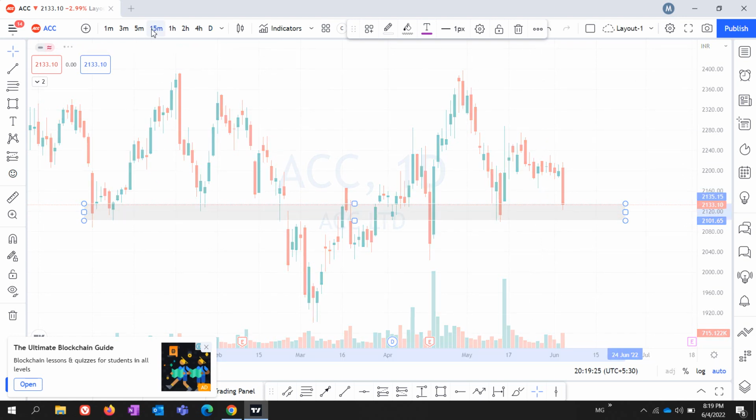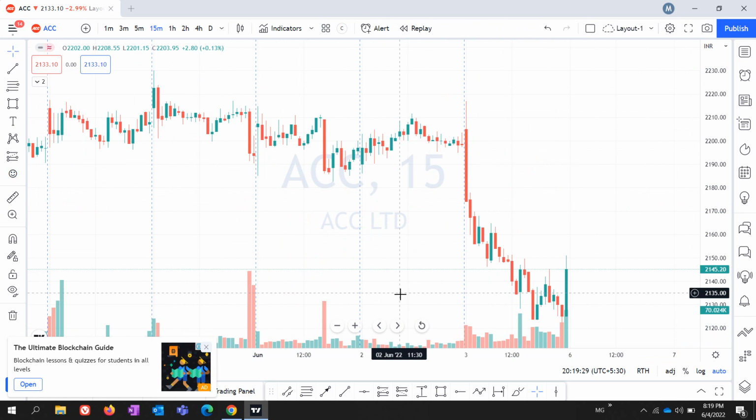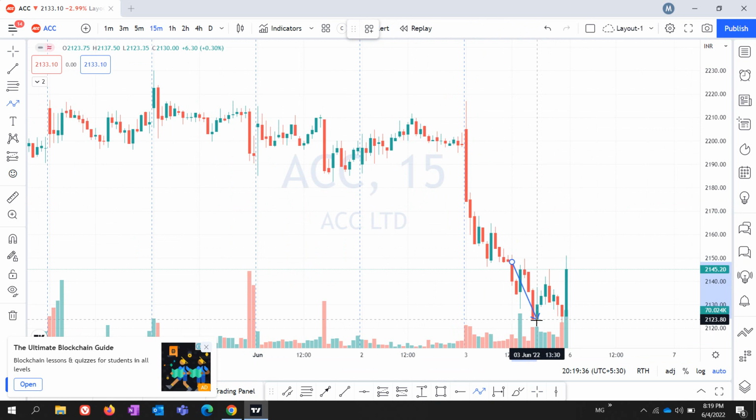Let's just come on the 15-minute time frame as well, and let's see what the price action is over here. If you see, the stock is exhibiting a W pattern over here on the 15-minute time frame.